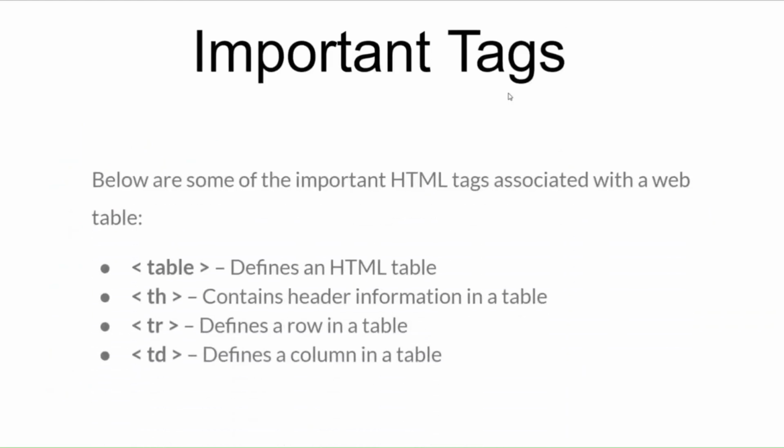Now let us see what the different types of tags are which are important to understand about the web table. The major web table tags are: table, which defines that this is a web table in the web page; then the th tag, which represents the header row of a web table; then the tr tag, which represents the normal rows of the web table, that is, the rows which have some data in them; and then the td tag, which represents the columns of the web table.